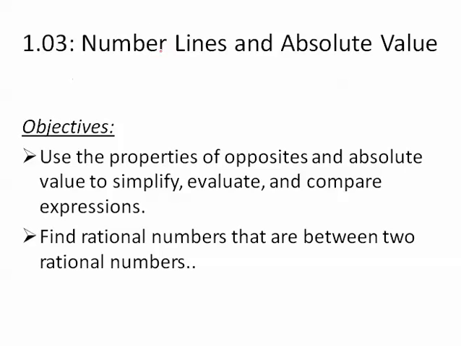Now, if you remember, we talked about types of numbers in the last lesson. Today we're going to talk about how those numbers fit on a number line and what the absolute value of some of those types of numbers will be. We're also going to talk about rational numbers and how to find a number between two rational numbers. Okay, so here we go.